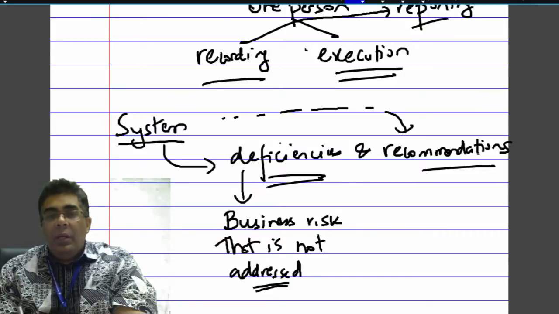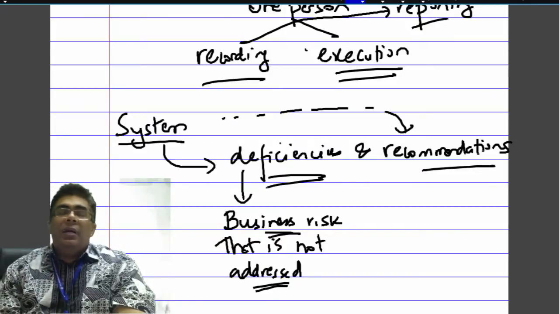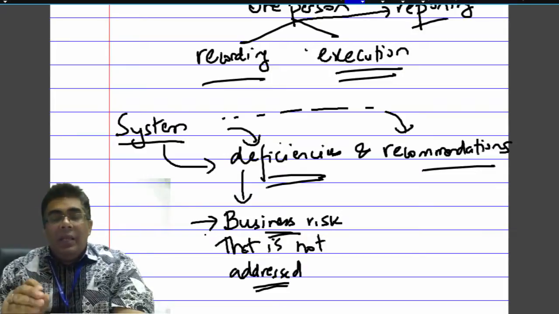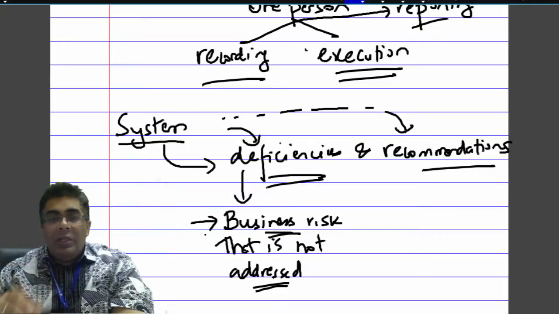That will become your business risk. Now please highlight this word, that whenever the question talks about deficiencies, they are talking about business risk. They are not talking about audit risk.